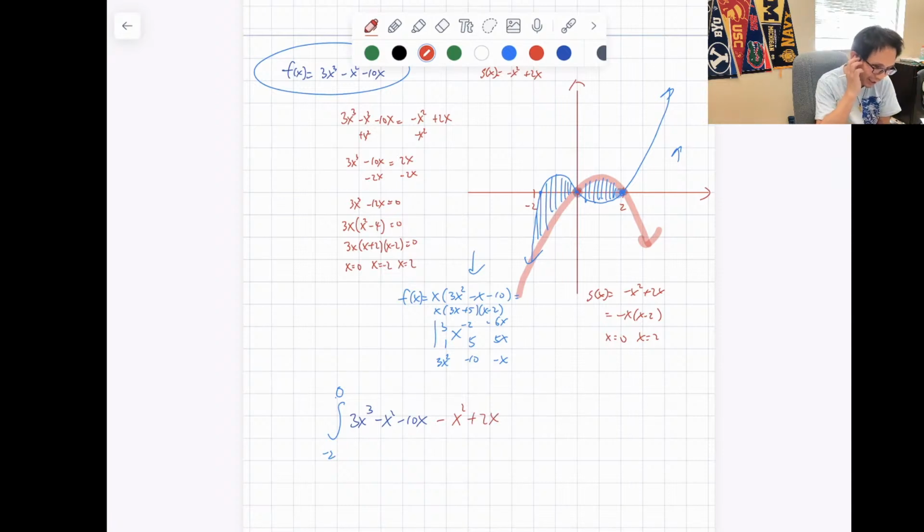What am I missing here? Parentheses. Okay, so let's put a parenthesis around here, and put a parenthesis around here. And I think I missed another negative sign here. So negative x squared plus 2x.